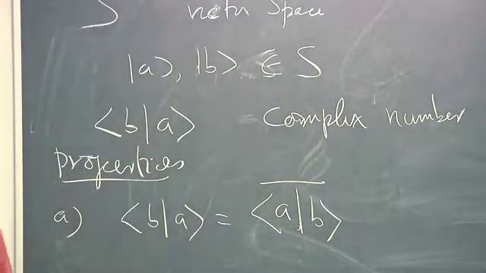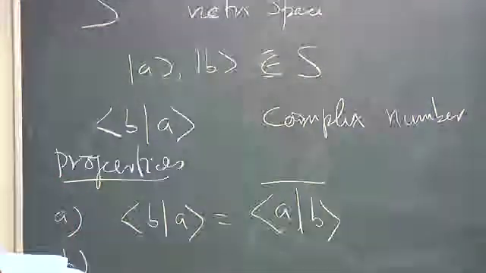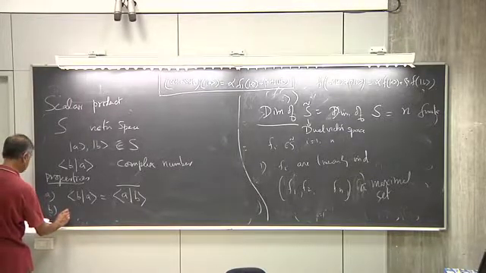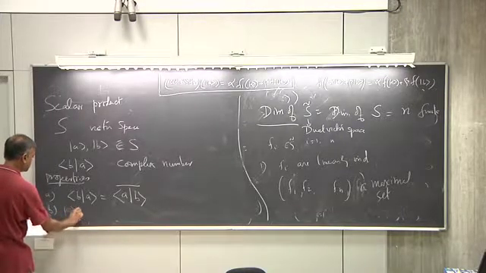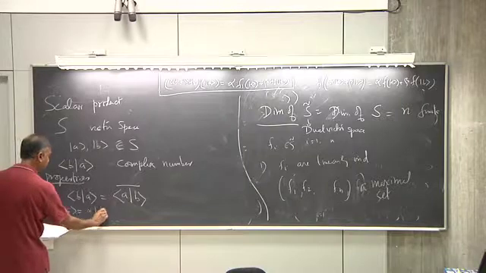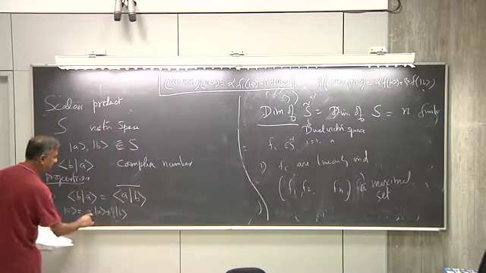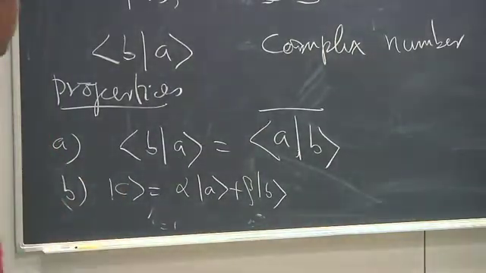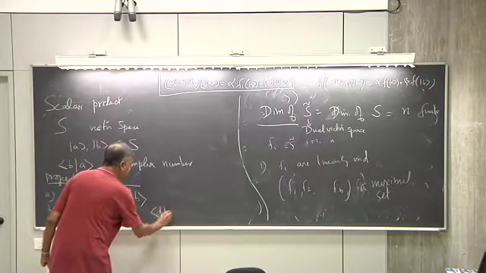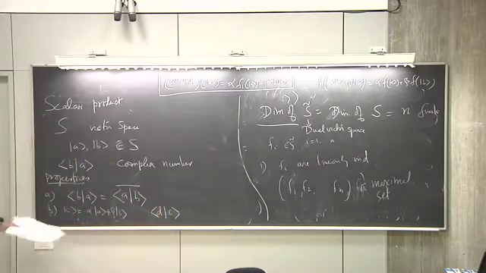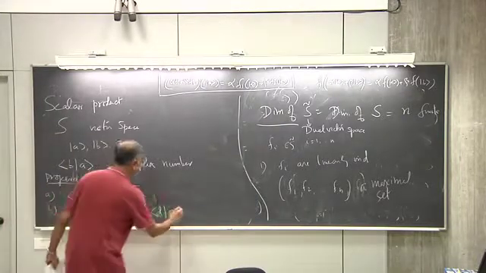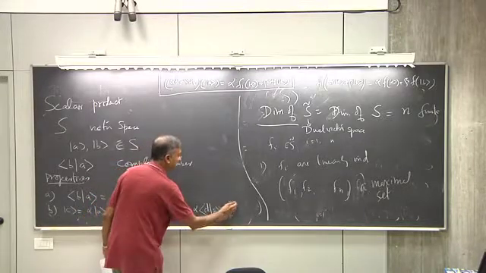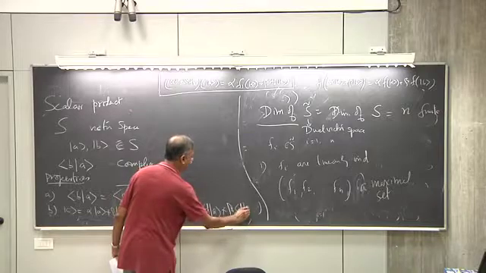That's one thing. Second is linearity, which is of course a very important thing. So if I consider C, which is alpha A plus beta B, I add these two vectors, it will be some vector, I just call it C. Then, D is another vector, the scalar product of D with C is the same as alpha times D with A plus beta times D with B.